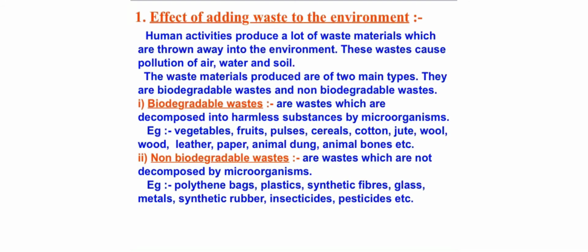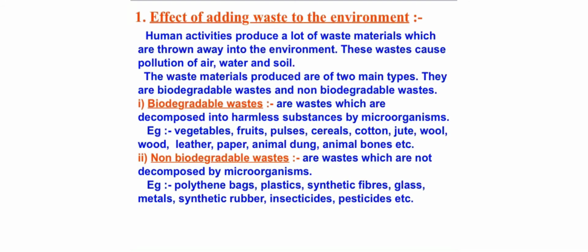The waste materials produced are of two types. They are biodegradable waste and non-biodegradable waste. So first of all we are going to study what biodegradable waste is. They are the wastes which are decomposed into harmless substances by microorganisms. There are organisms called decomposers which decompose complex substances into simple substances. So this type of waste can be decomposed by decomposers.